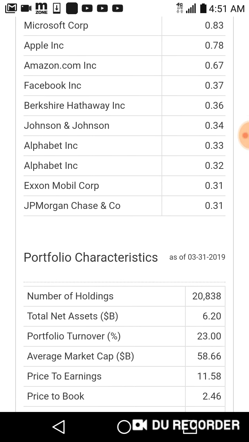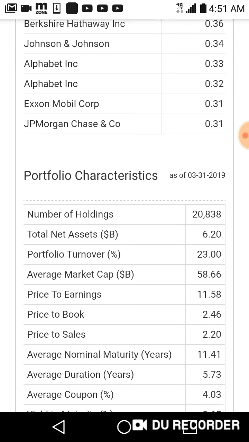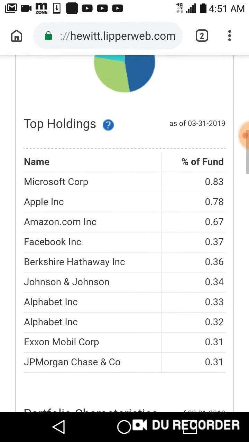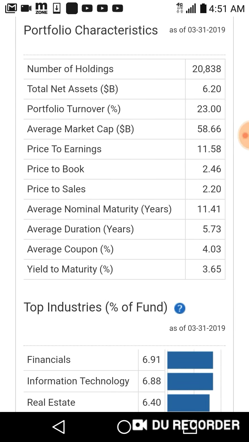Okay, portfolio characteristics. You can see the number of holdings. They have about 21,000 different holdings in this fund. They got like 21,000 different stocks or bonds or fixed income assets in this fund. So they want it to be pretty stable. They don't want you to lose any money.